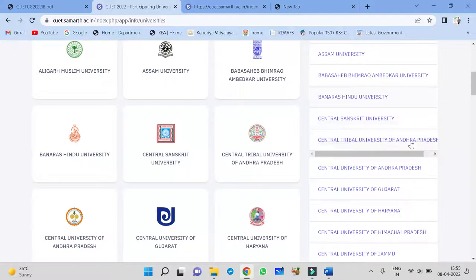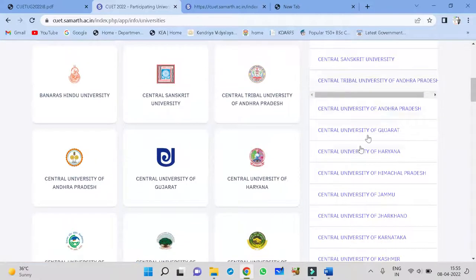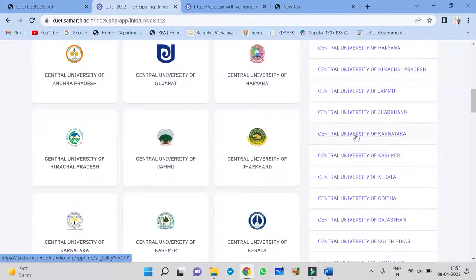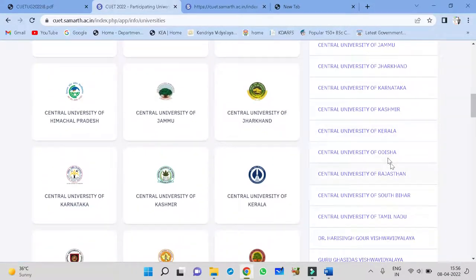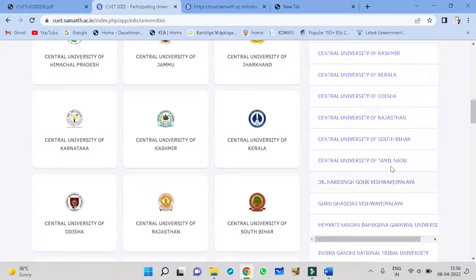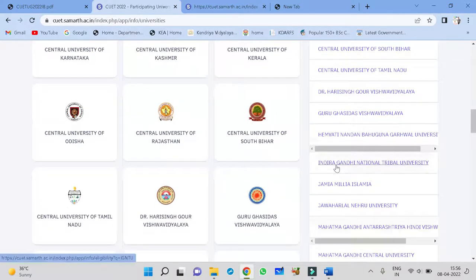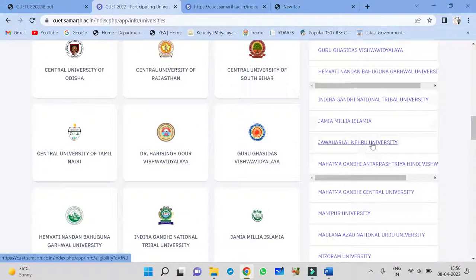There are central universities, just go through them. There are so many. Central University of Haryana, Central University of Jammu, Jharkhand, Karnataka, that is in Gulbarga in Karnataka. Kerala, Odisha, Rajasthan, South Bihar, Tamil Nadu. So many universities come under this. See, Indira Gandhi National Tribal University, and Jawaharlal Nehru University, which is in Delhi.